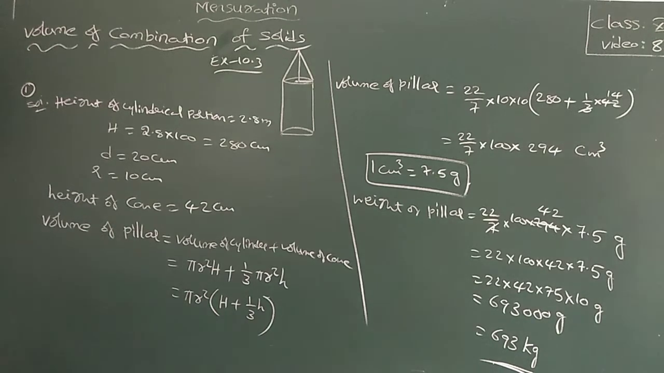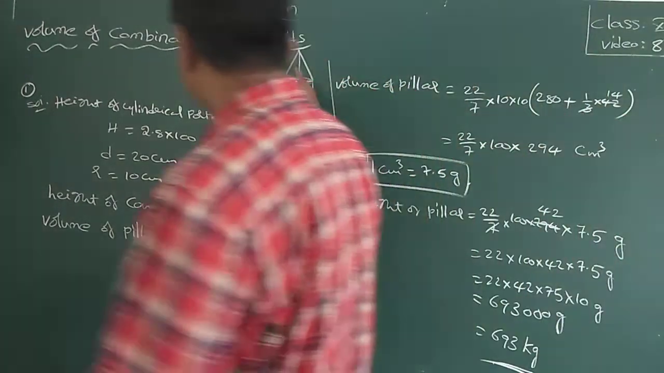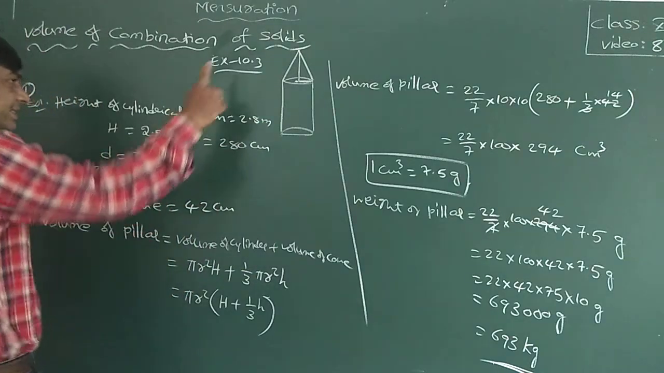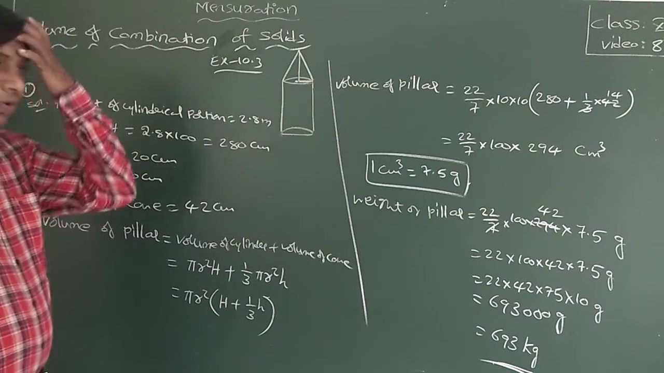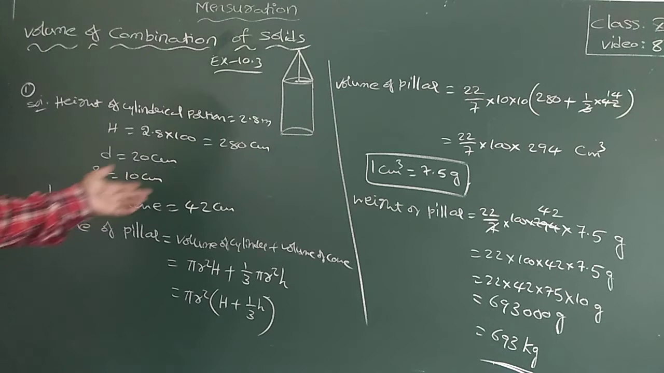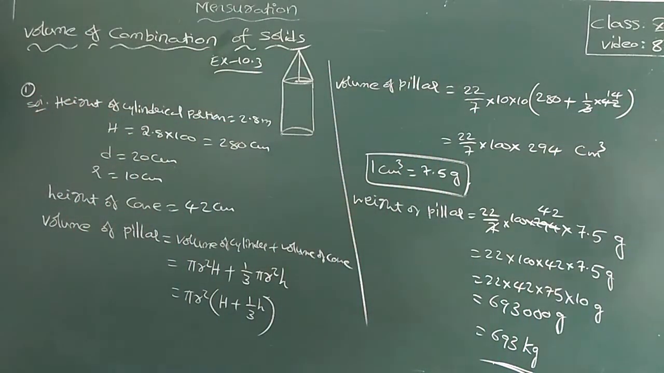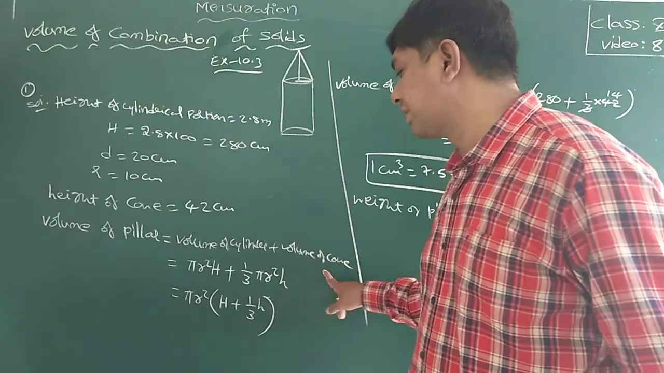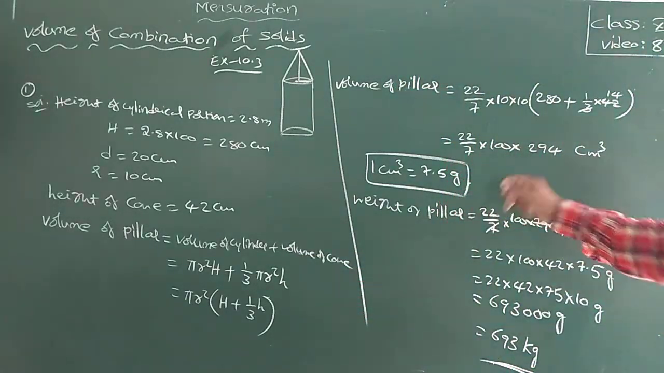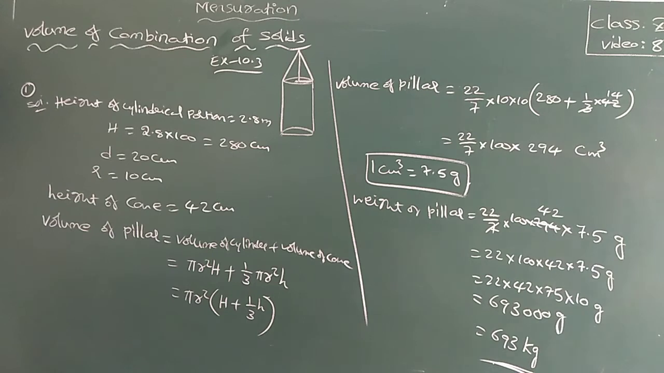Take the height of the cylinder and the height of the cone; the radius is common for the cylinder as well as the cone. Find the volume of the cylinder and the volume of the cone, and add them. Multiply with the weight of 1 cubic centimeter, so that you get the answer in grams. Convert into kilograms by dividing by 1000.